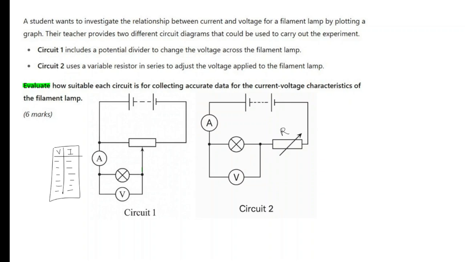Now, we need to think about the points that you can write. To compare these two, you need to give pros and cons of these things and how suitable each circuit is. So they're not really asking you to choose one. You can probably just explain pros and cons of both. So pause the video and give it a try. When you're ready to check the answer, press play.